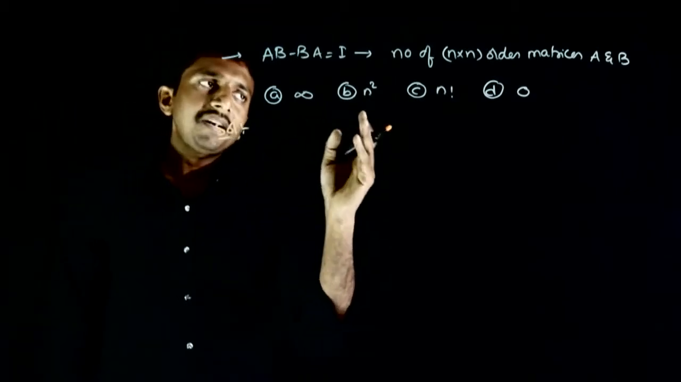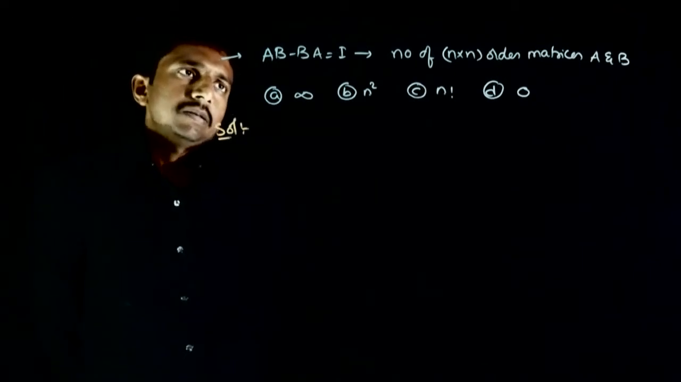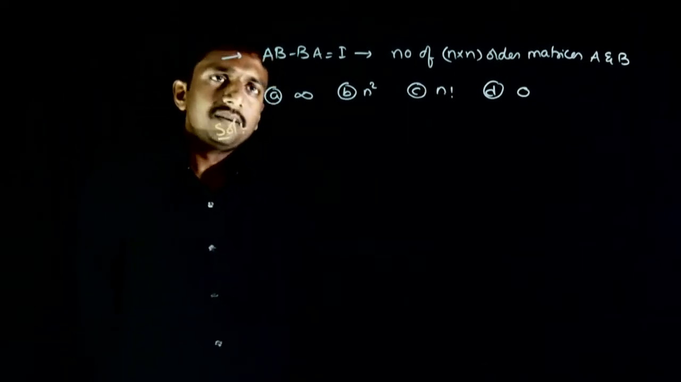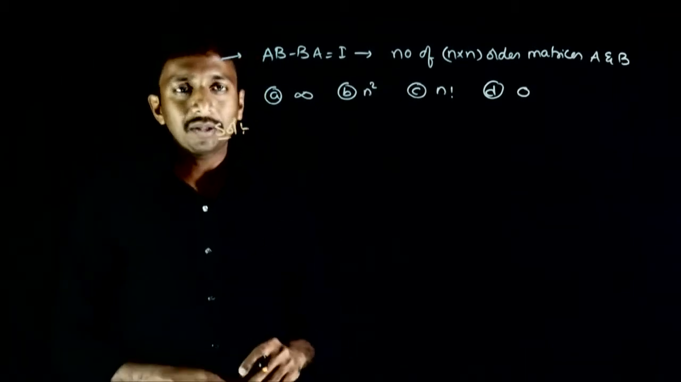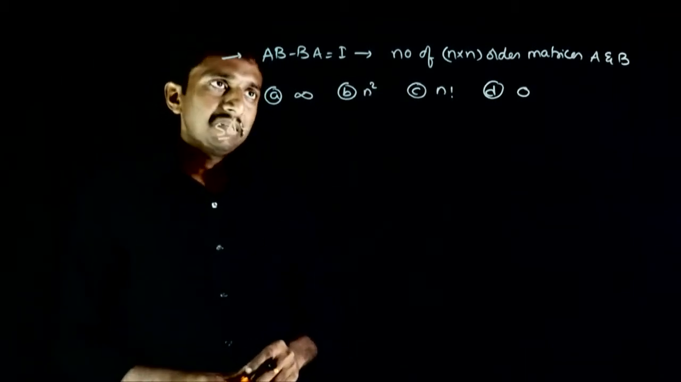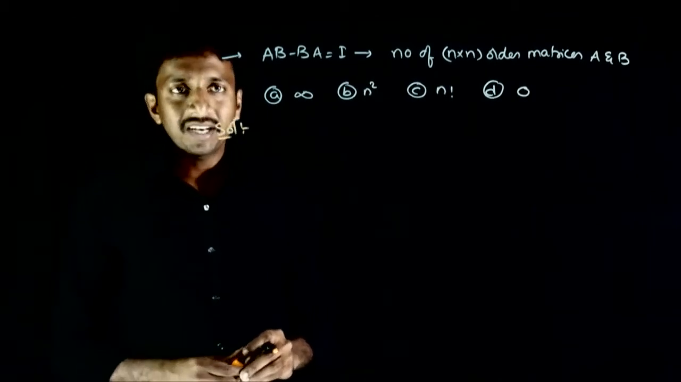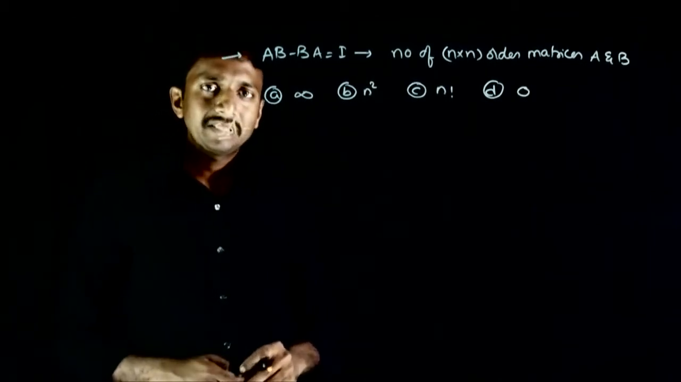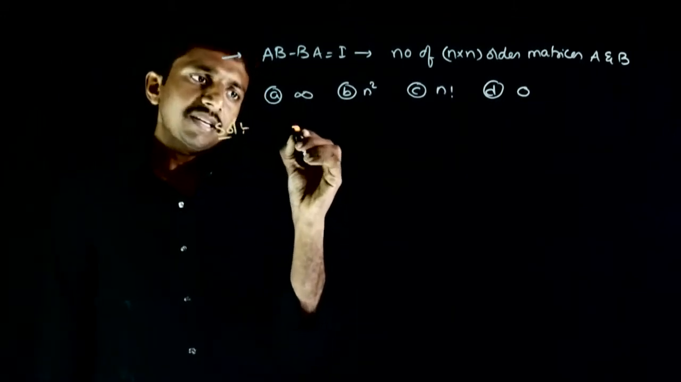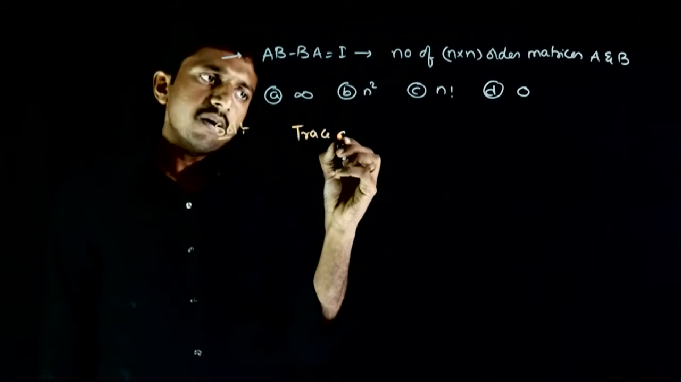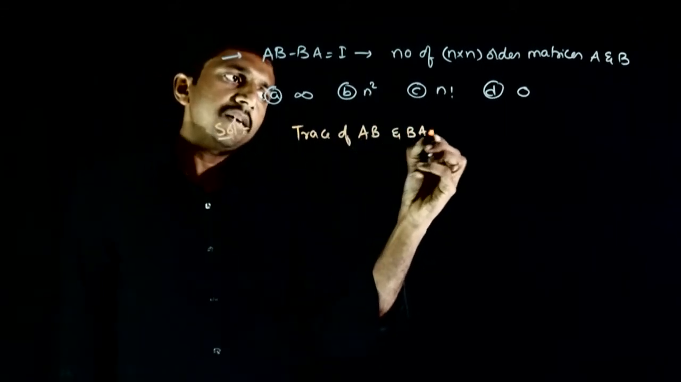Options are you have infinite, n square, n factorial and 0. Okay. So if you take two matrices and you do AB and BA, dono ko ek se ek minus kiya to I aana chahiye. So is it possible or not? Okay, agar first possible or not check karenge. Okay. So what I see is, so let us calculate the trace of AB and BA and I.